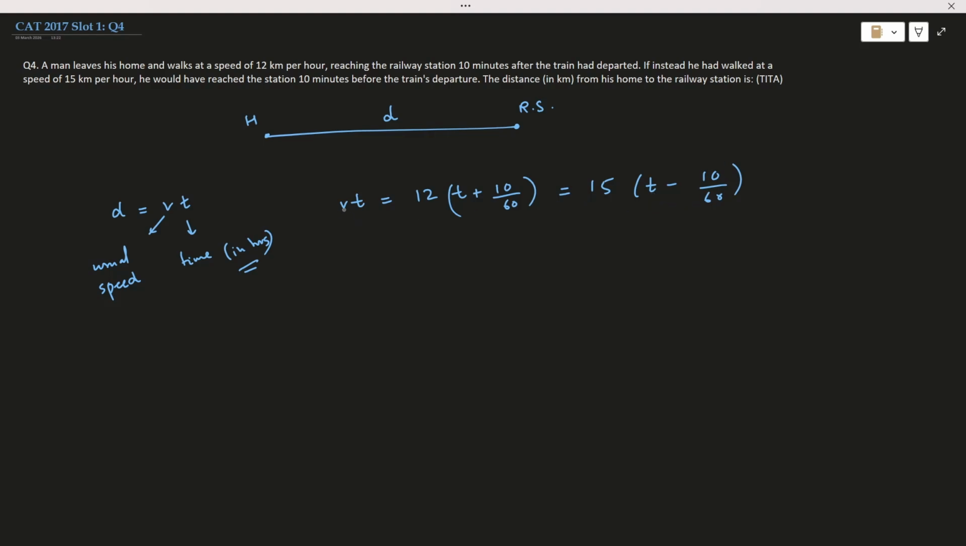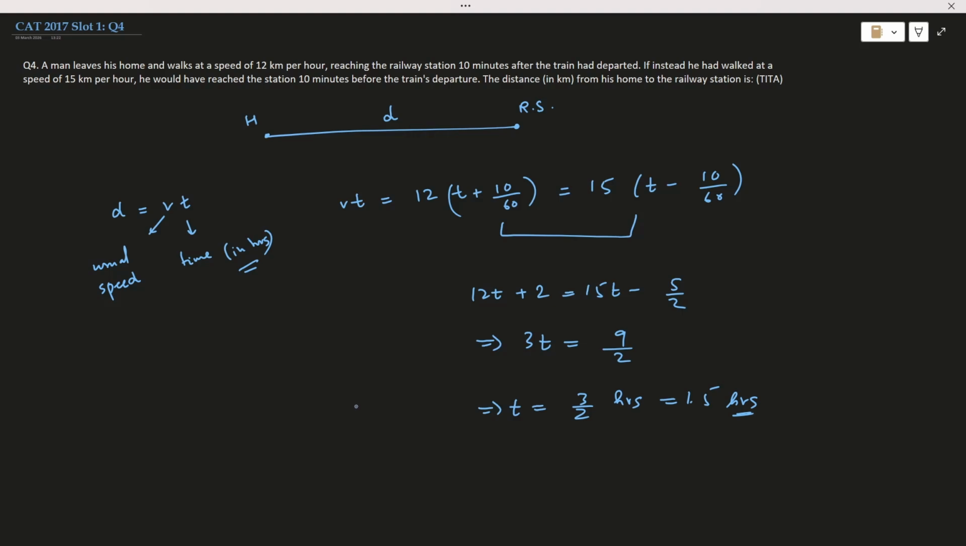That means his usual speed is between 12 and 15, that we are sure. So I will solve these two first. So what will I get? I will get 12t plus 2 is equal to 15t minus 3 into 5, 3 into 2. So this is 3t is equal to, I will have to add, so 9 by 2. So what is t? T is equal to 3 by 2 hours, or 1.5 hours.